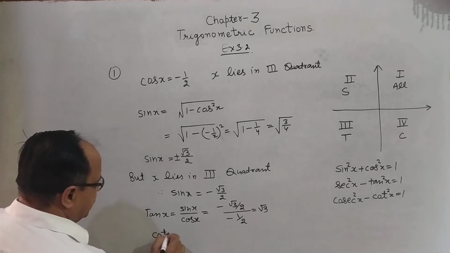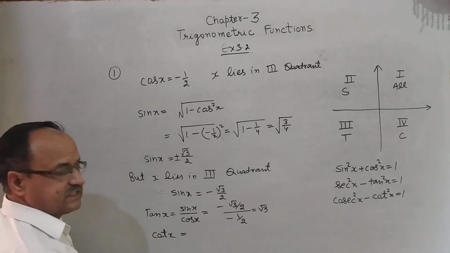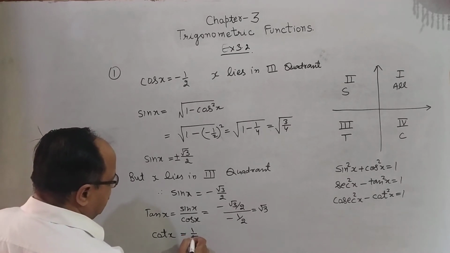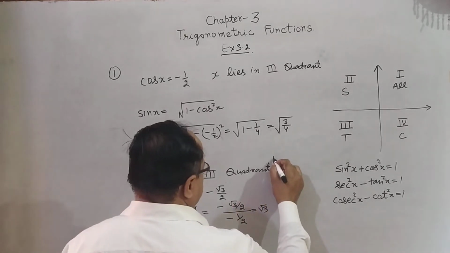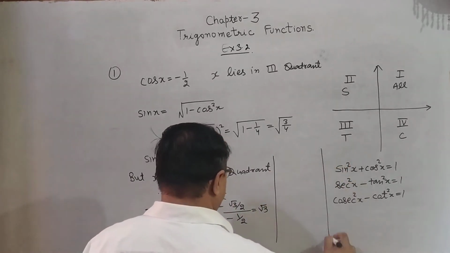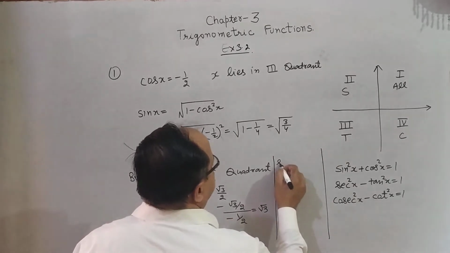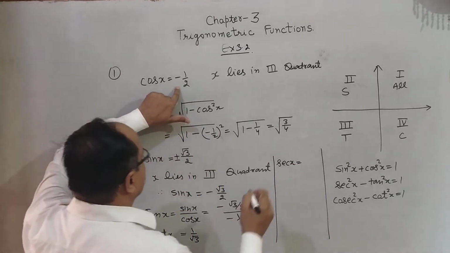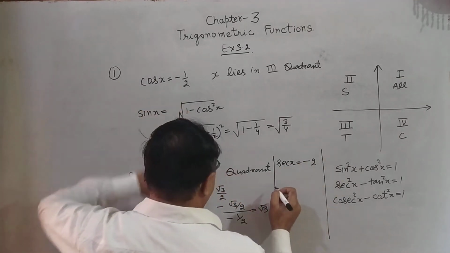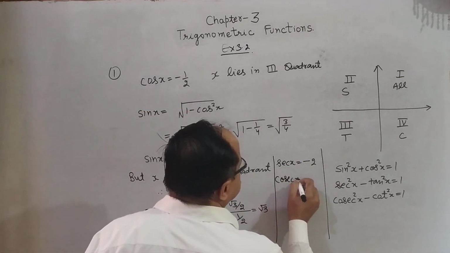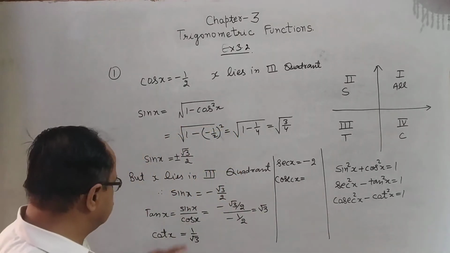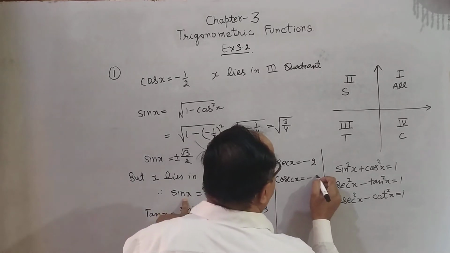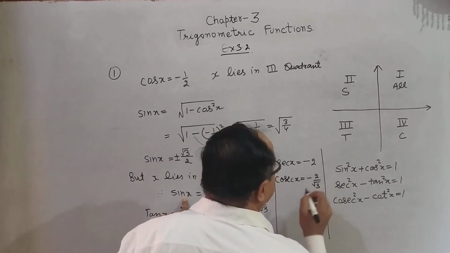And similarly cot x. Cot x is the reciprocal of tan x, 1 by root 3. And sec x is the reciprocal of cos x, minus 2. And cosec x is the reciprocal of sin x, minus 2 by root 3. Clear?